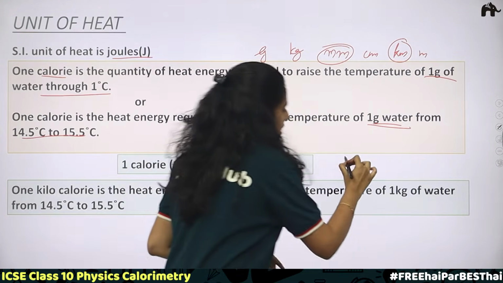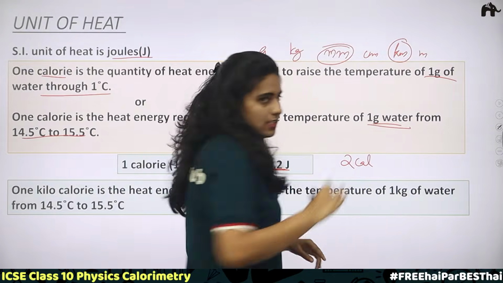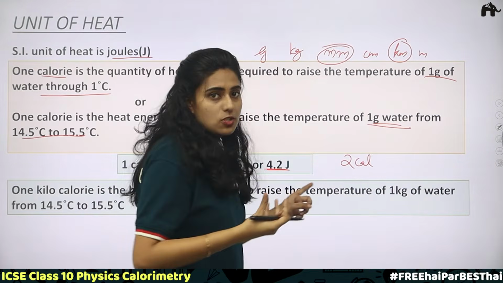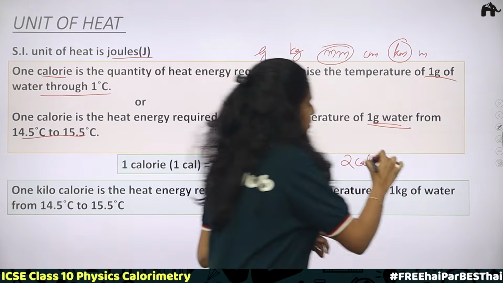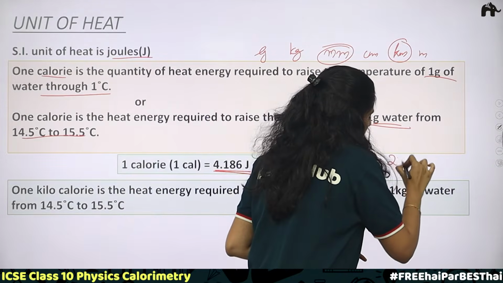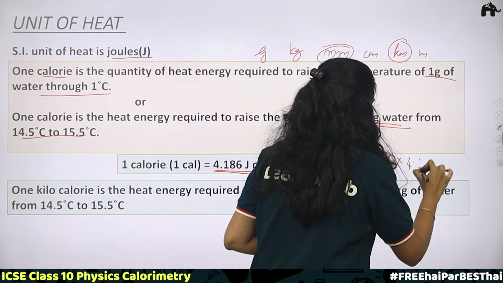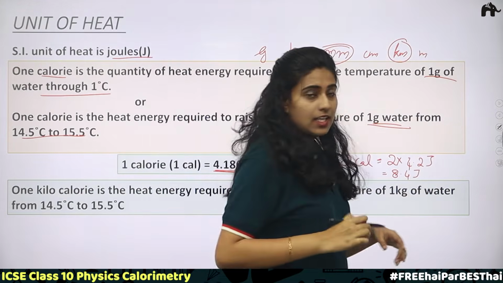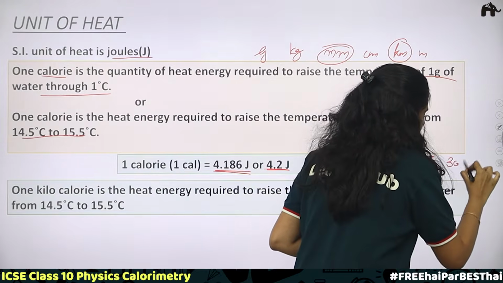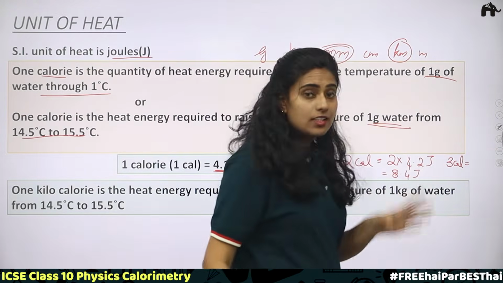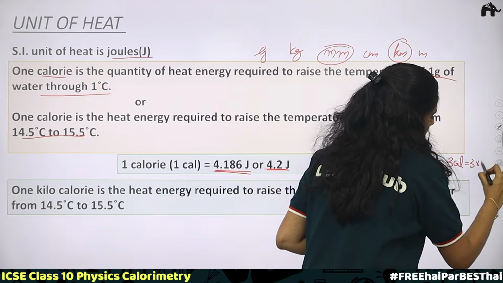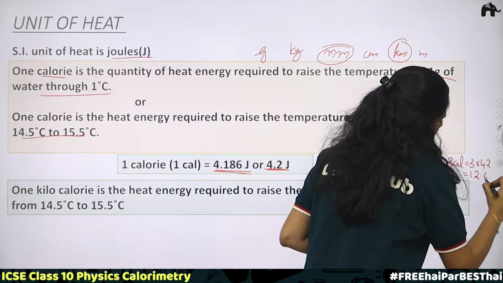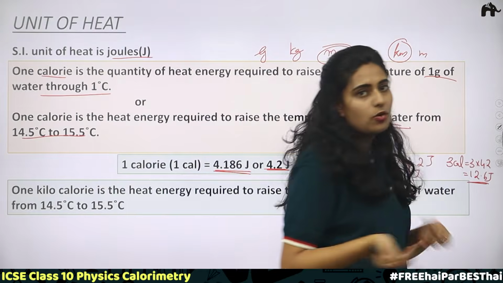If you have 2 calories, how many joules is that? If it is a question, you have to find how many joules are in 2 calories. Then you will find 2 into 4.2 joules, which is equal to 8.4 joules. If it is 3 calories, it will be 3 into 4.2, which is equal to 12.6 joules. So this is how you can convert.